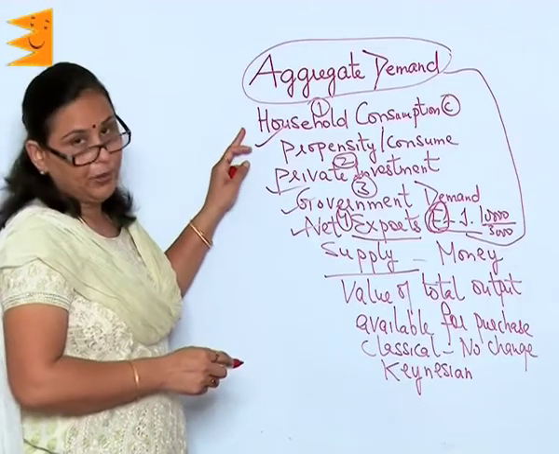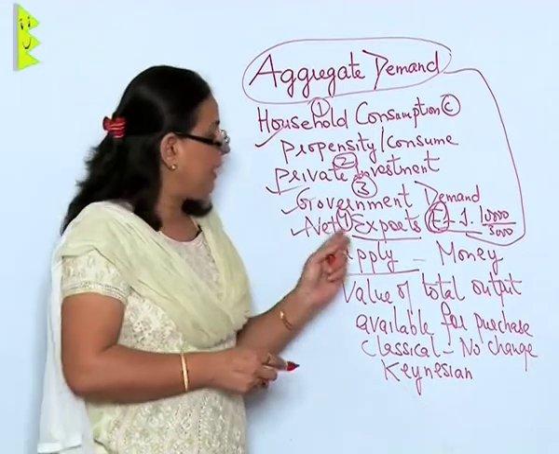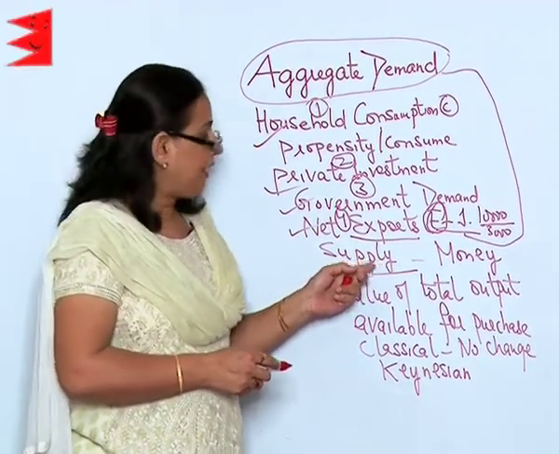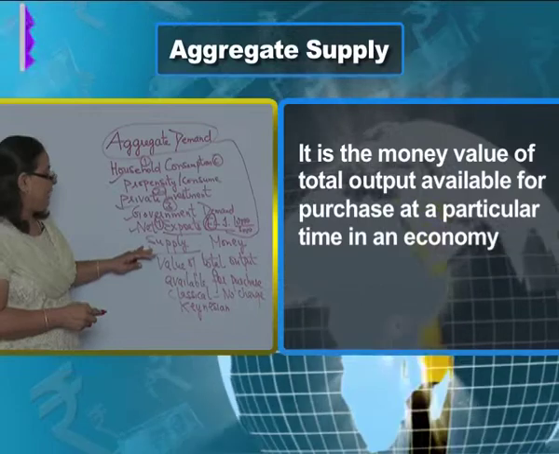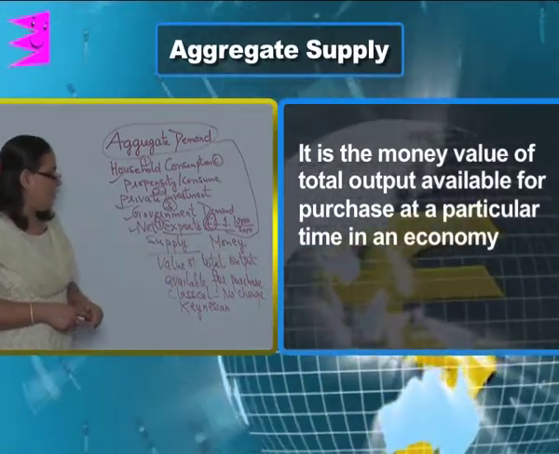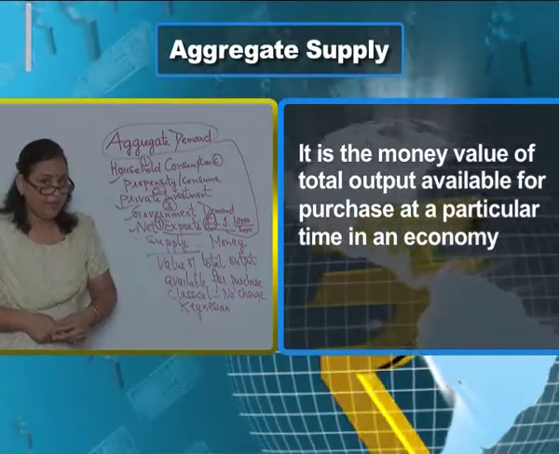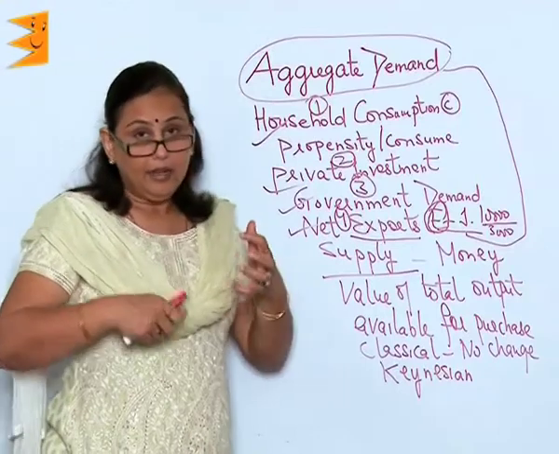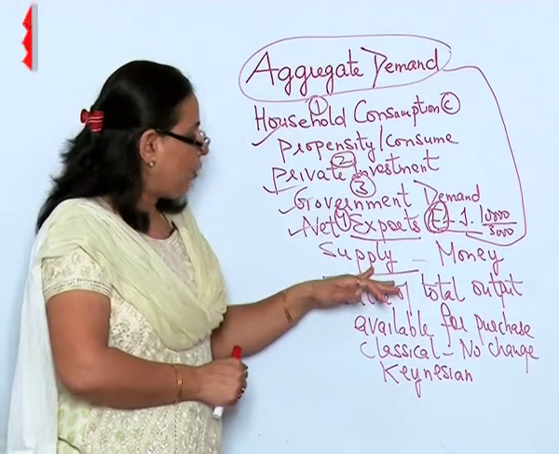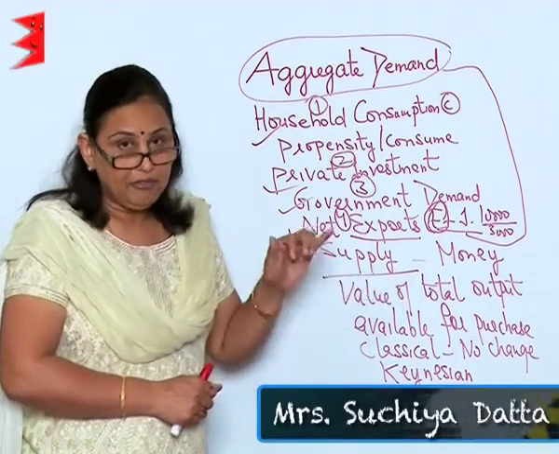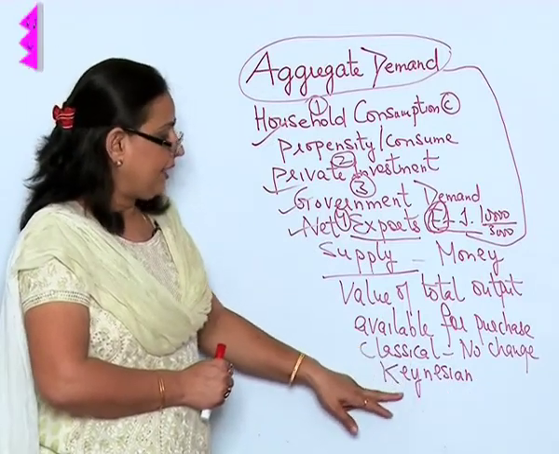Another factor which we have to keep in mind while studying macroeconomics and to determine the income will be the aggregate supply. When I talk of the aggregate supply, it means in fact the money value of total output available for purchase at a particular time in an economy. That is the production, how much it has been supplied in the market. When I talk of the aggregate supply, I view it from two angles, that is the classical view and the Keynesian view.